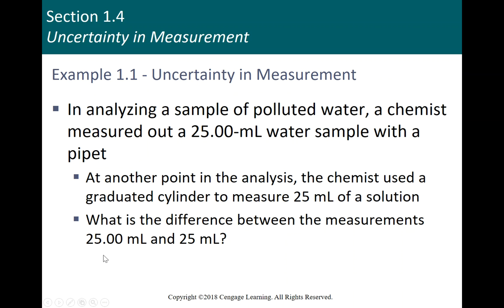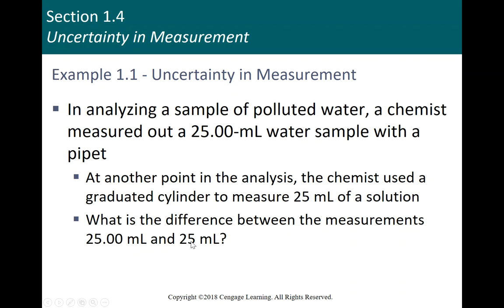So here's an example. In analyzing a sample of polluted water, a chemist measured out 25.00 mL of water with a pipette. So they're looking at that volumetric pipette that we looked at earlier. At another point, the chemist used a graduated cylinder to measure 25 mL of a solution. What's the difference between those measurements? Well, on this one, you know for certain these three digits, and then this one is our uncertain digit.